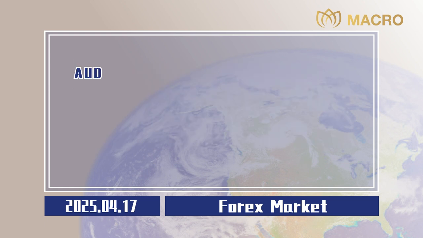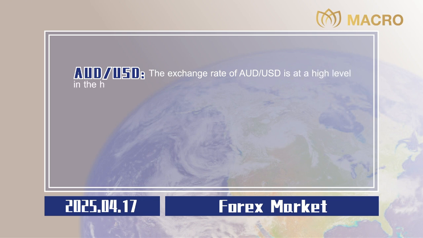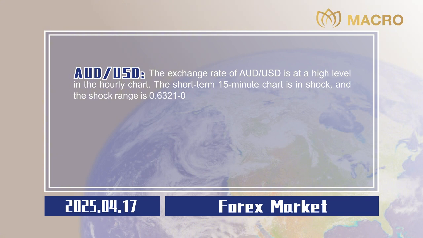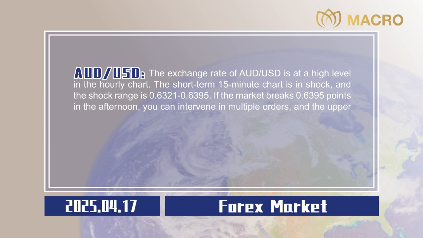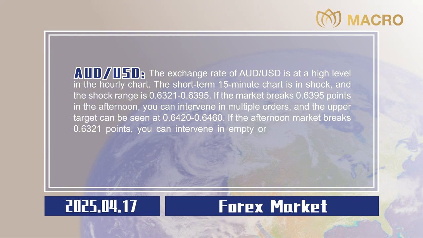Australian dollar to US dollar. The exchange rate of Australian dollar to US dollar is at a high level in the hourly chart. The short-term 15-minute chart is in shock, and the shock range is 0.6321 to 0.6395. If the market breaks 0.6395 points in the afternoon, you can intervene in multiple orders, and the upper target can be seen at 0.6420 to 0.6460. If the afternoon market breaks 0.6321 points, you can intervene in empty orders, and the target below can be 0.6270 to 0.6220. Stop losses are all 20 points, 0.0020.